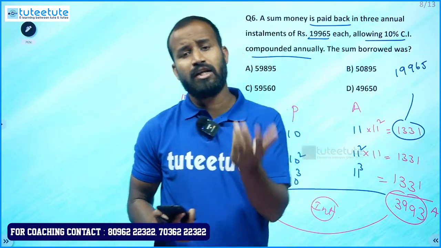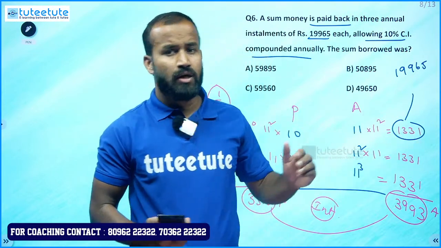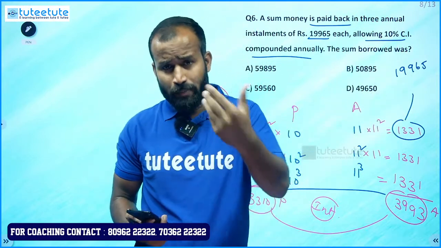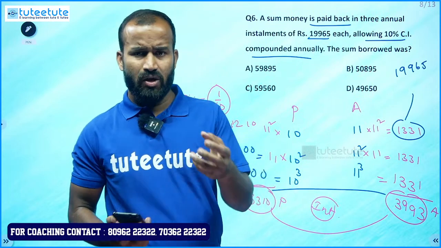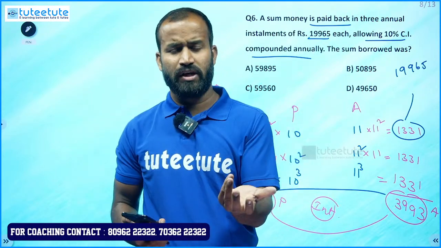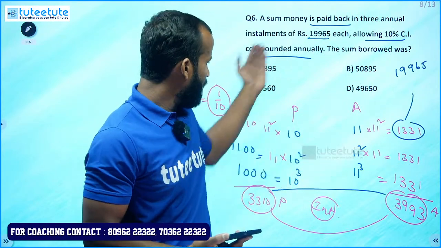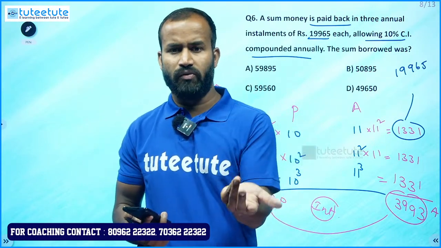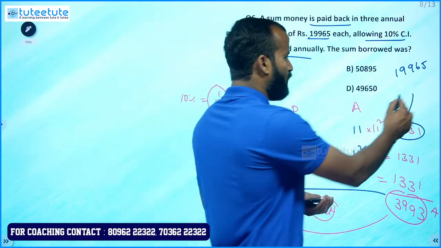1331 into 10 is 13,000. 10 times means 13,000. But here 19,000 is there. It should be 15 times. Sir, why can't it be 14 times or so? In options, decimal values are not there. So it should be 5 times or 15 times. Definitely it will be 15 times.